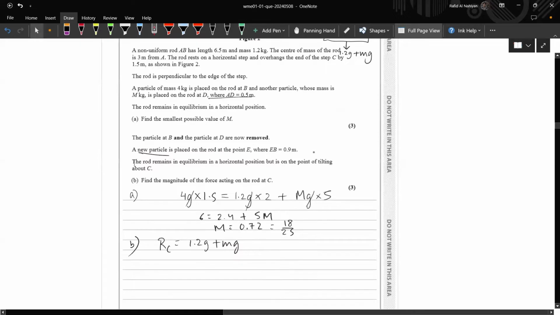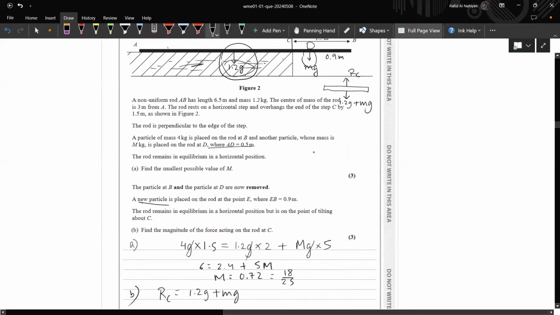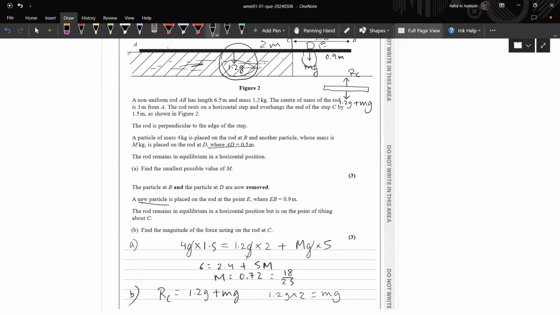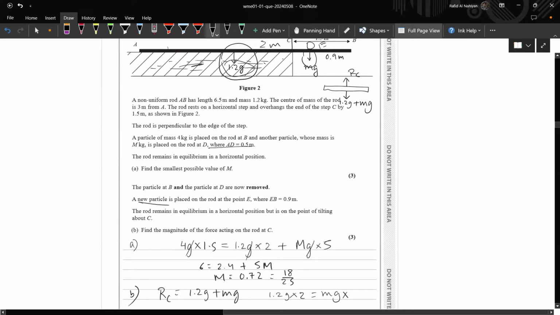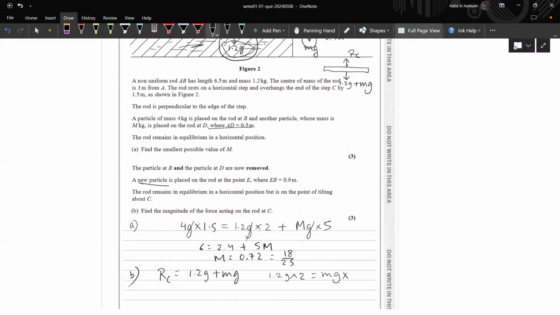And how can I do that? With the principle of moments. And what do I know? I know the anticlockwise moment and the clockwise moment. They must be equal. So 1.2 G times this was 2 meters, I remember. Yes. So this must be equal to mg, the weight or the force that is acting at the point E, that is provided by the particle. So mg times the distance between mg and C. So what is this? This is going to be 1.5 minus 0.9. I think that is 0.6.